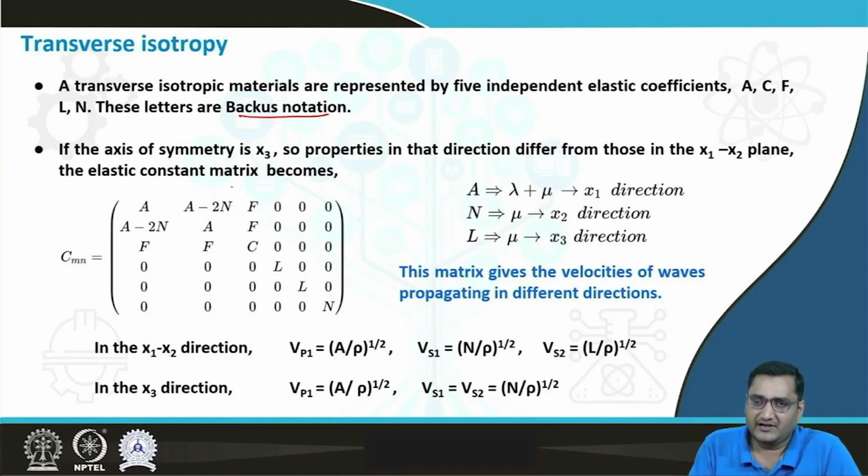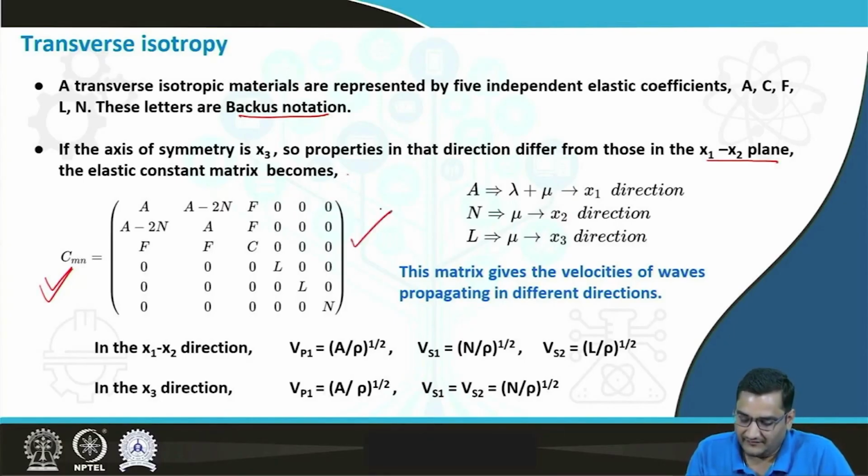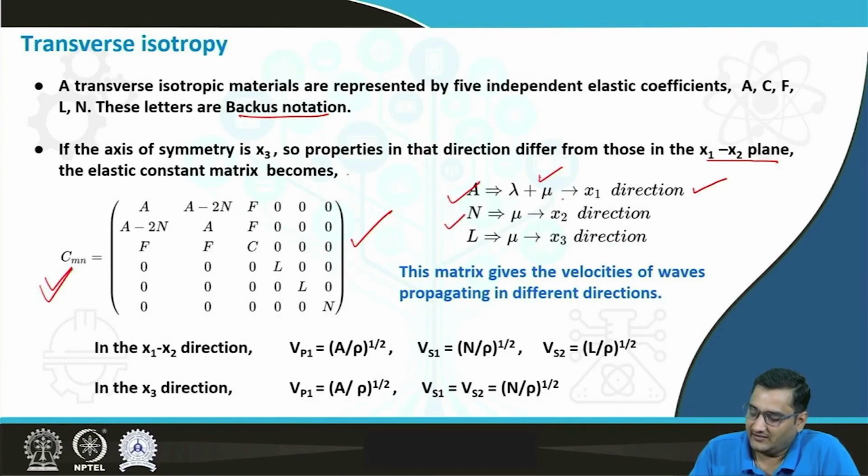And if the axis of symmetry is x3, the properties in that direction differ from those in the x1 and x2 plane. The elastic constant matrix for transverse isotropy in the x3 direction will be something like this, where you can see there are the 5 independent elastic coefficients A, C, F, L and N, and these elastic constants can be understood like this: A is basically lambda plus mu, and that is in the x1 direction. N is mu, that is the x2 direction. L is mu, that is in the x3 direction.